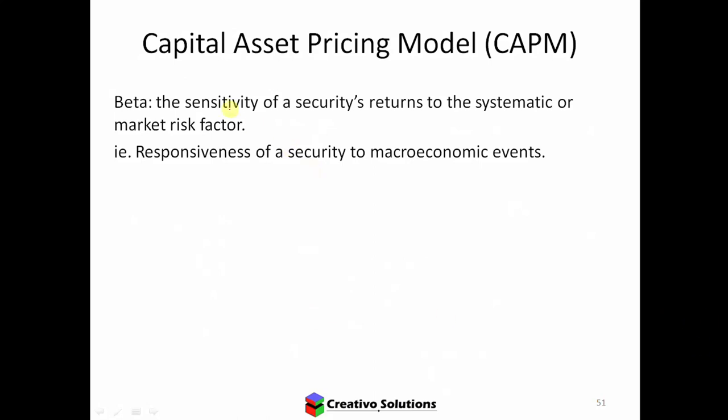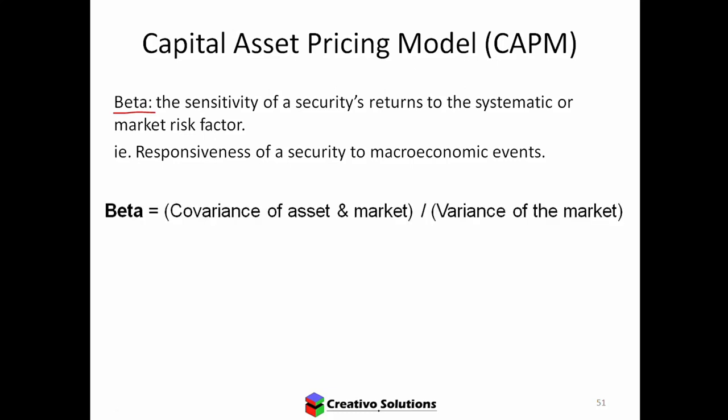If you're looking at beta, what is beta? Beta is just the sensitivity of a security's returns to the systematic or market risk factor. So in other words, it's the responsiveness of a security to these different macroeconomic events. And remember, beta is the measure of risk in the market. Can you calculate beta? Definitely. To calculate beta, you need the covariance of the asset and the market, and you need to divide that by the variance of the market.